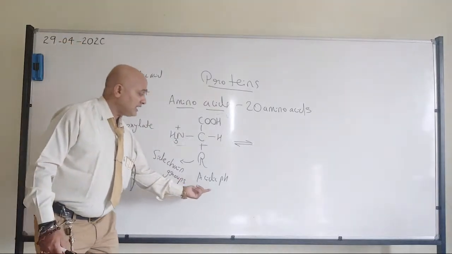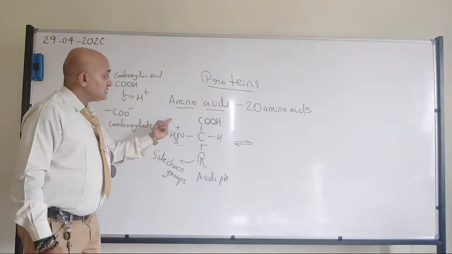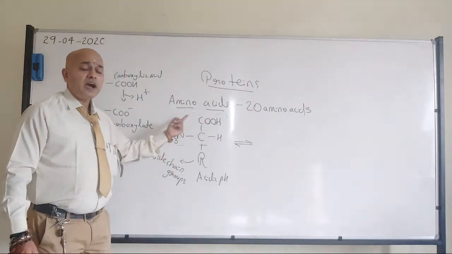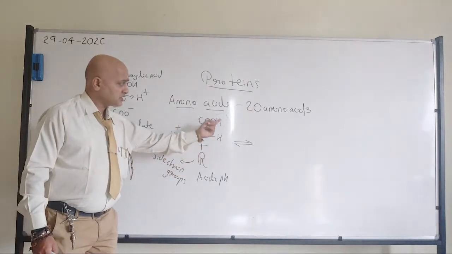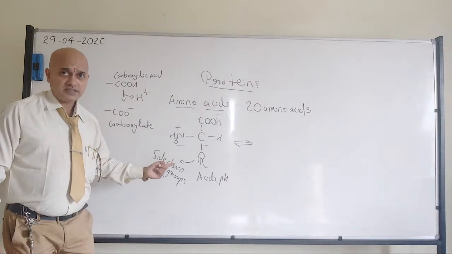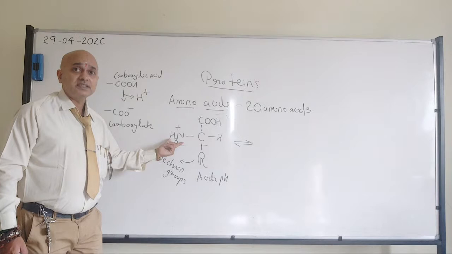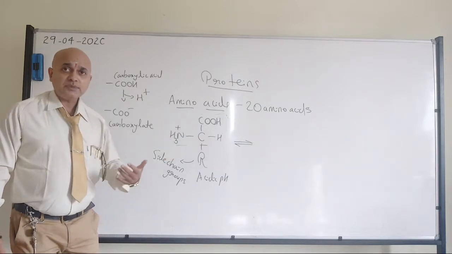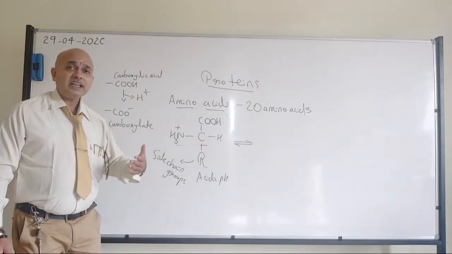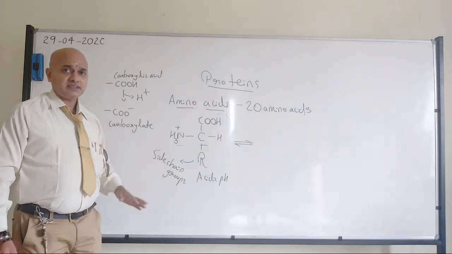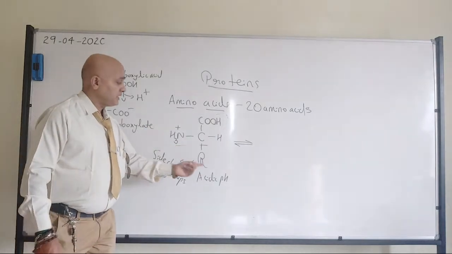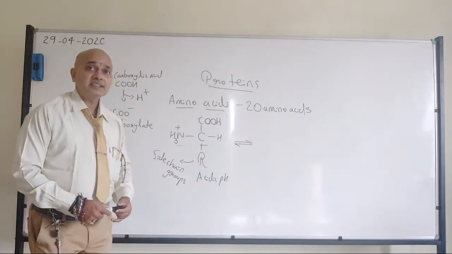So under acidic condition, this is the structure of amino acid. Ammonium is not considered an acid. It will be considered sometimes as a base, or I can say it's a very weak acid. Why? You will come to know. So now this is under acidic pH.